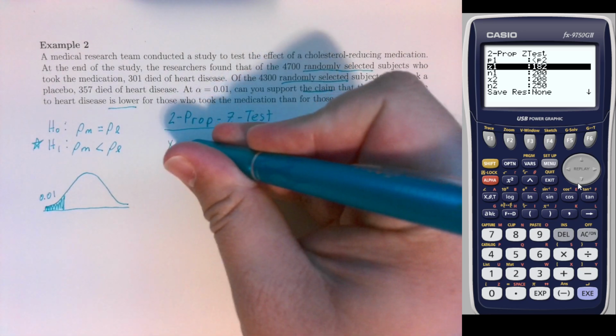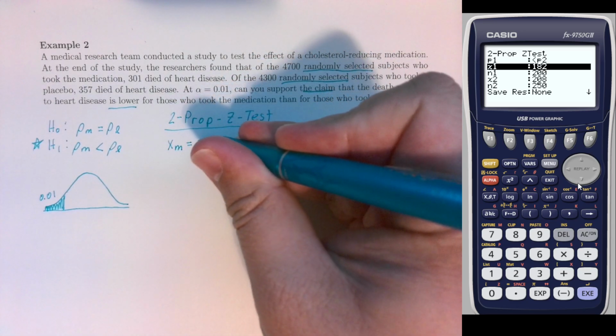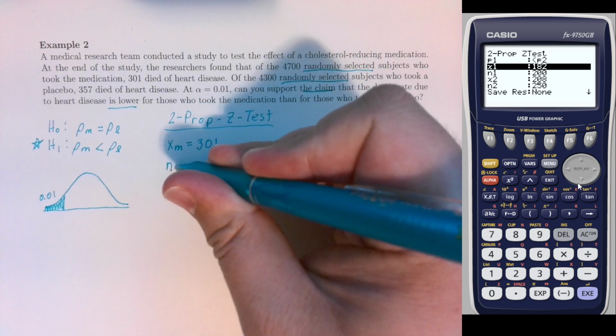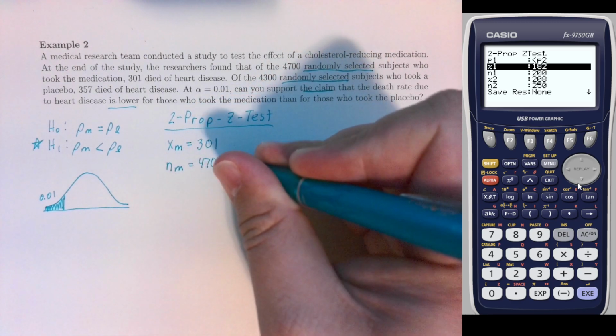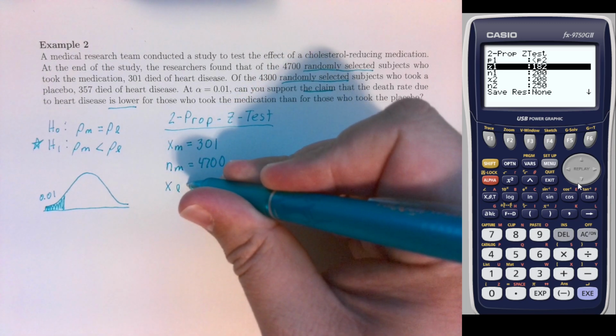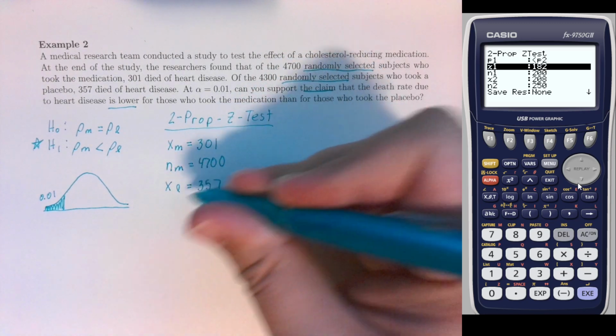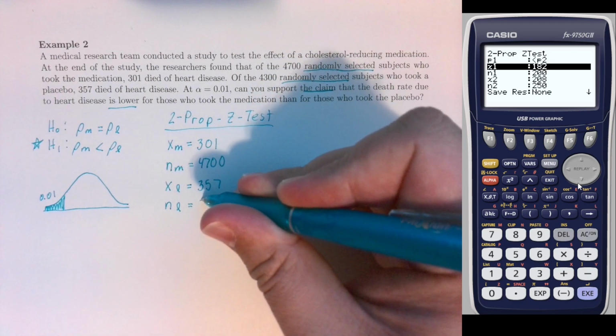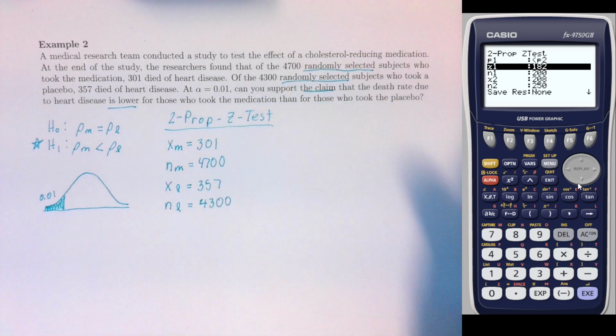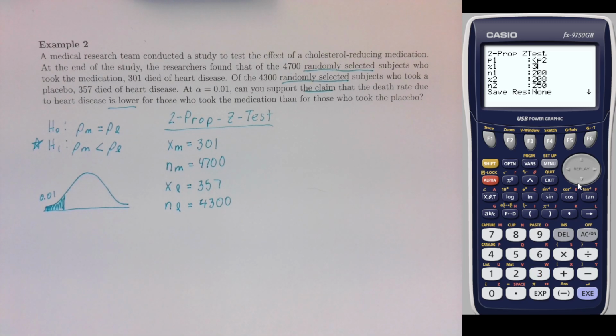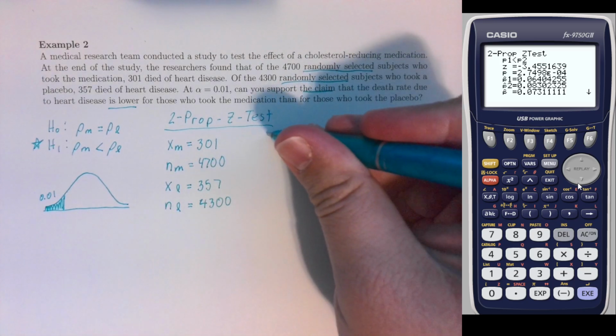x1, which will represent xM for us, is 301. nM is 4,700. xL or x2 is 357. And nL or n2 is 4,300. So if I type those in, and that's all we need. Press enter and it calculates our test statistic for us.